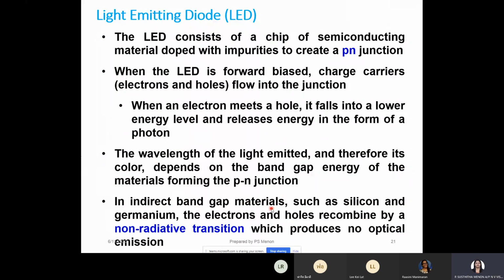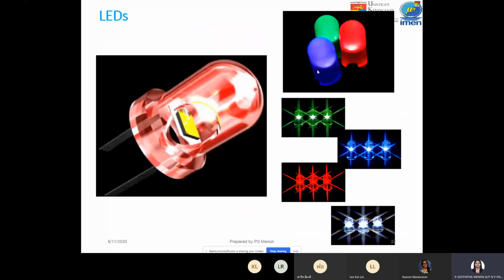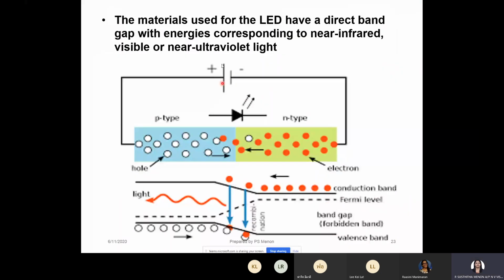In indirect bandgap materials such as silicon and germanium, the electrons and holes recombine by non-radiative transition, which produces no optical emission. Okay, so these are different types of LEDs: red, green and blue, also white. The materials used for the LED have a direct bandgap with energies corresponding to near-infrared, visible or near-ultraviolet. So again, in the schematic, holes and electrons recombine and light is emitted. Basically, from a higher energy level, it goes to a lower energy level. Due to conservation of energy, the energy must be transformed into something else, so it is transformed into light.